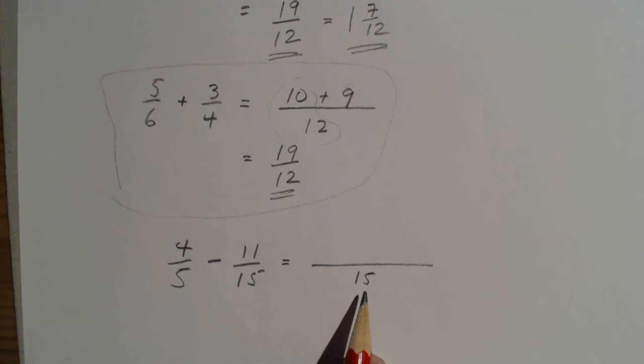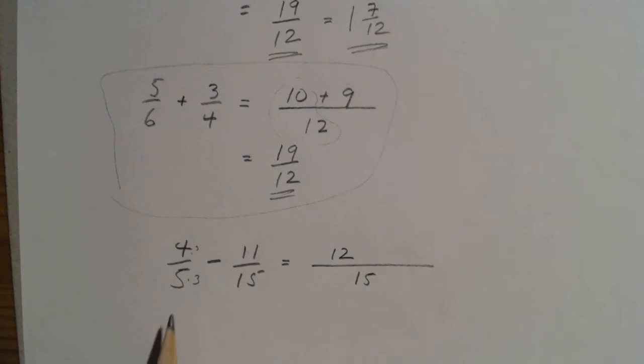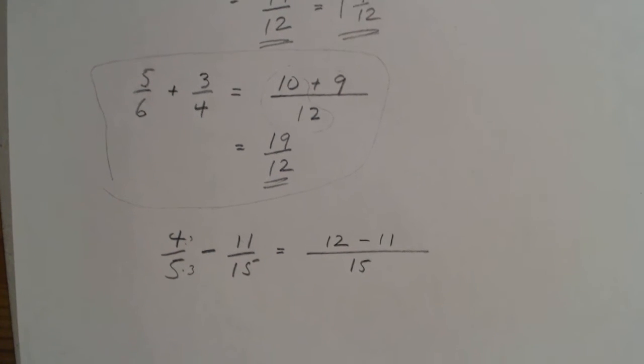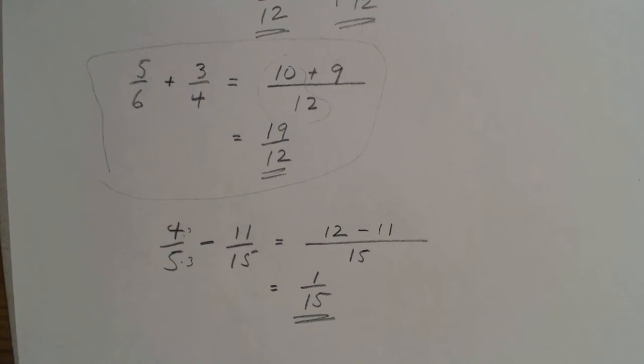15 goes into 15 into itself 1 time. So we go 5 times 3 is 15. So 4 times 3 gives 12. Or we say, how many times is 5 going into 15? 3 times, and 3 times 4 is 12. 15 into itself 1 time, 1 times 11 is 11. So we have 12 minus 11 over 15. 12 minus 11 is 1. The answer is 1 over 15. Now that is how we add and subtract fractions.